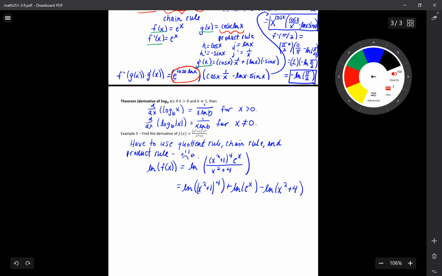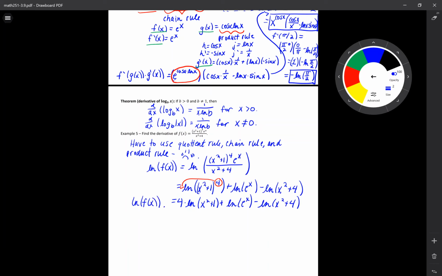And next I'll bring this 4 as the exponent down in front of the natural log. So I can rewrite this as 4 times natural log of x squared plus 1 plus natural log of e to the x minus natural log of x squared plus 4. And this expression is still equal to the natural log of f of x. Okay, so now that I have this, I am going to differentiate both sides using the chain rule.